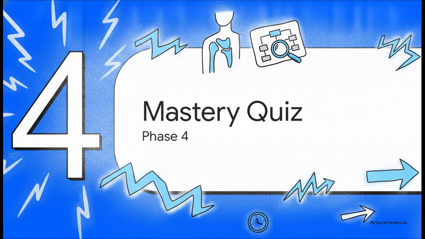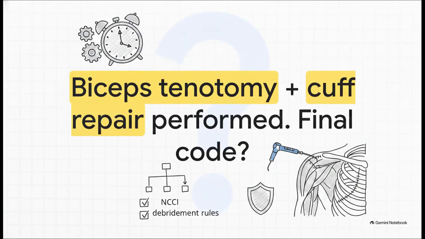And now, the moment you've been waiting for. Phase 4, the Mastery Quiz. You've audited the chart, you've built the claim, so let's test your ultimate coding reflexes. Question 1. The clock is ticking.